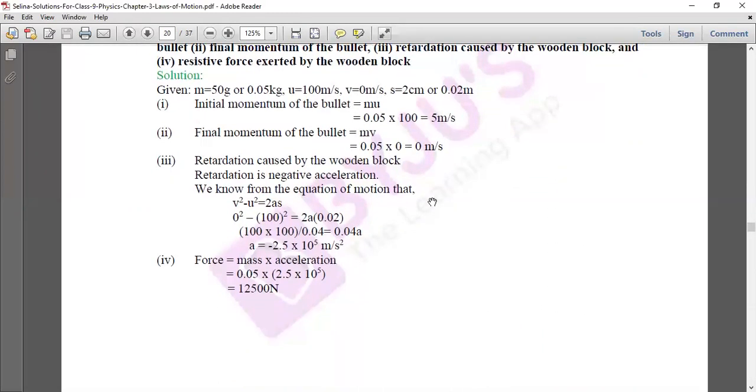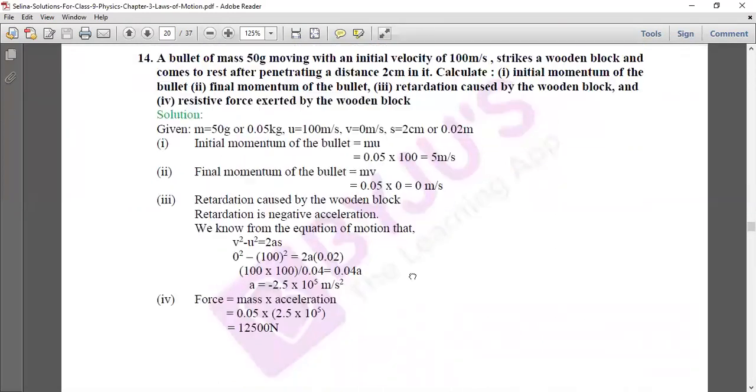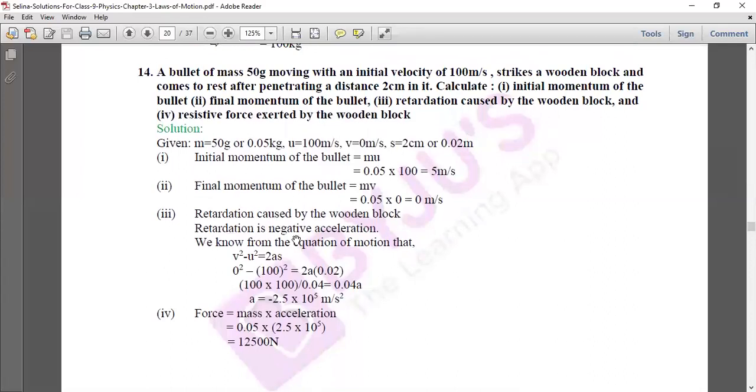Next we need to find the retardation caused by the wooden block. Retardation is nothing but negative acceleration. We find it by using v square minus u square is equal to 2as. We substitute for v, u and s, then simplify the equation. Then we will get retardation as minus 2.5 into 10 raised to 5 meter per second square.